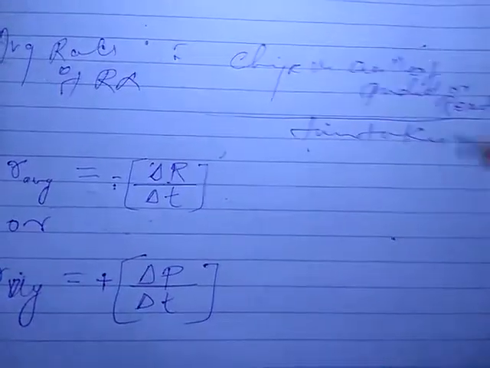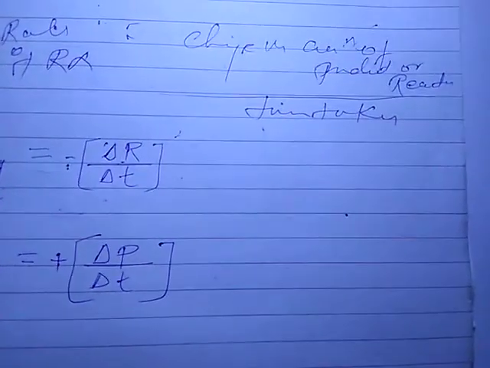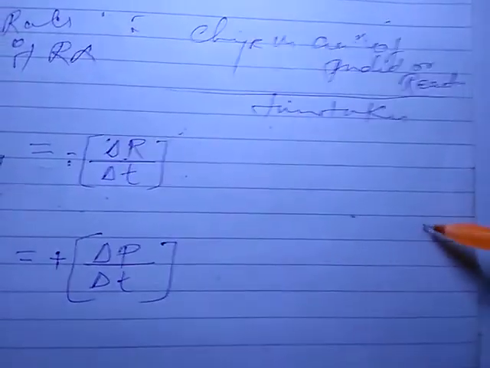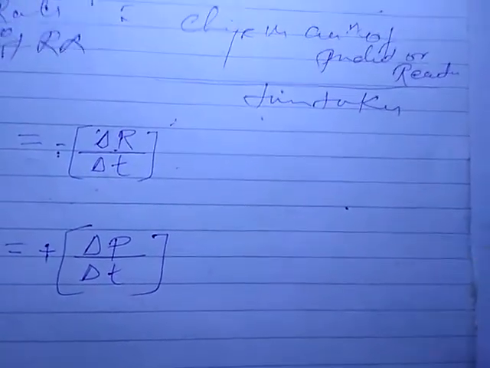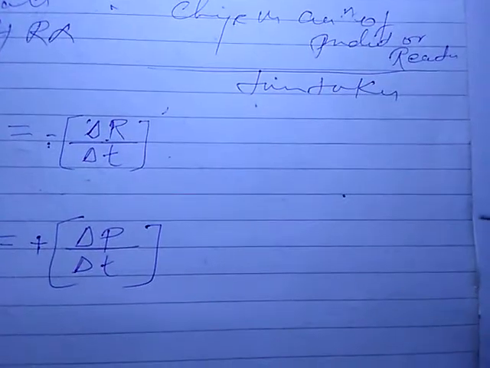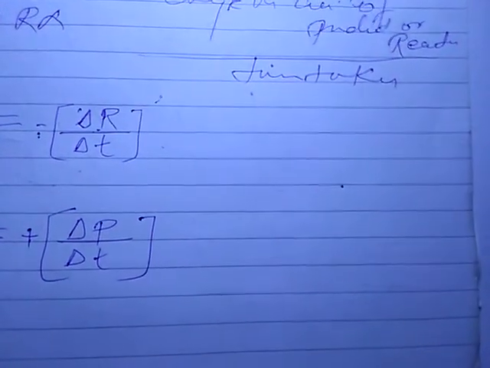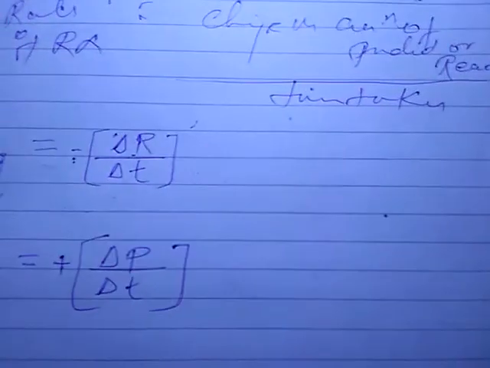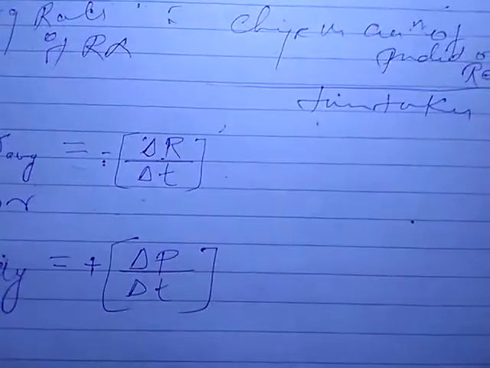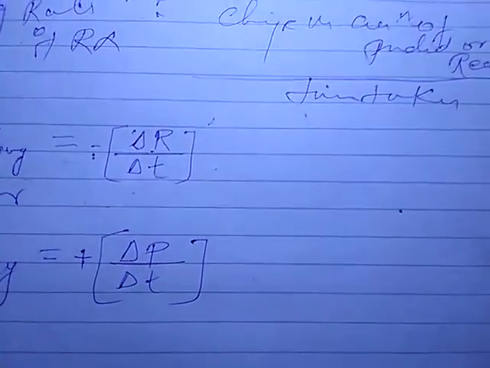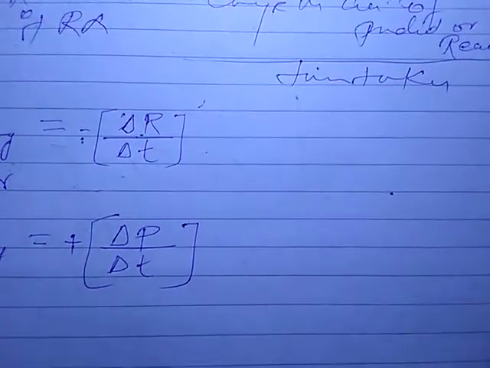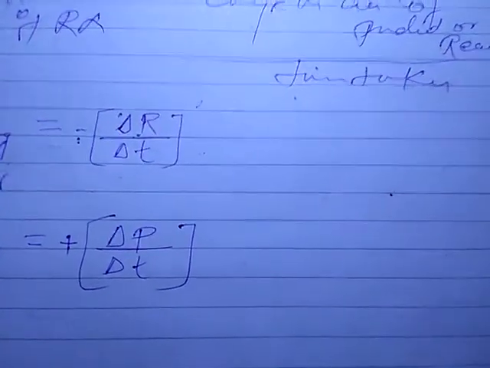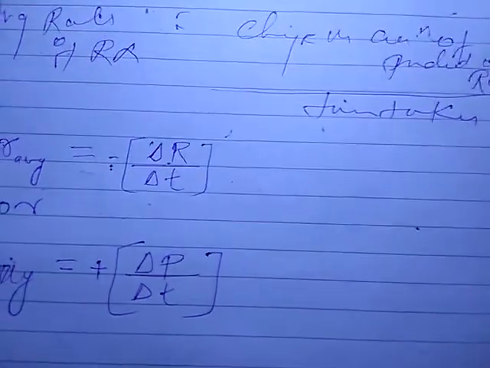Once again, I am recalling that the average rate of a reaction cannot be used to calculate the rate of reaction at a particular instant. It is used to calculate the rate of the reaction over the given interval, and for that interval the rate of the reaction would remain constant. If we want to calculate the rate of the reaction at a particular instant of time, then we need another quantity called the instantaneous rate of reaction. So we will look at it in the next video.